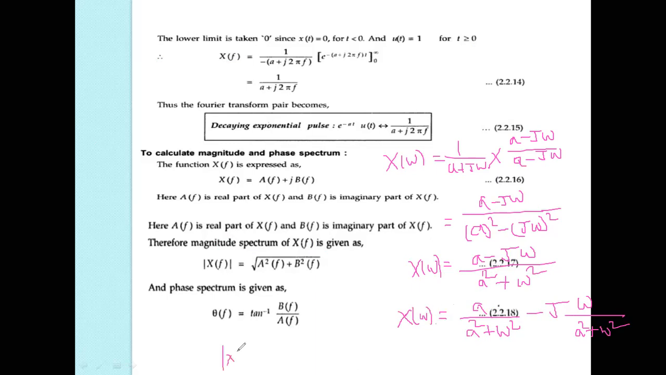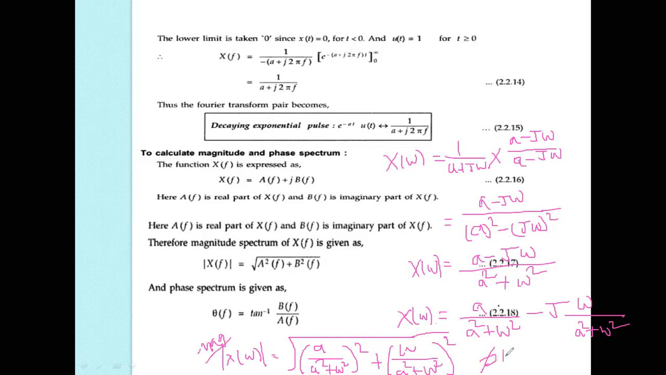From this, the magnitude of X of omega is equal to, magnitude means under root of a by a square plus omega square, whole square, plus b square. What is b square? Omega by a square plus omega square, whole square. That is the magnitude, magnitude of X of omega.